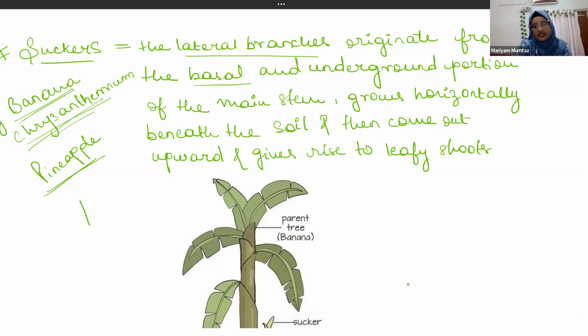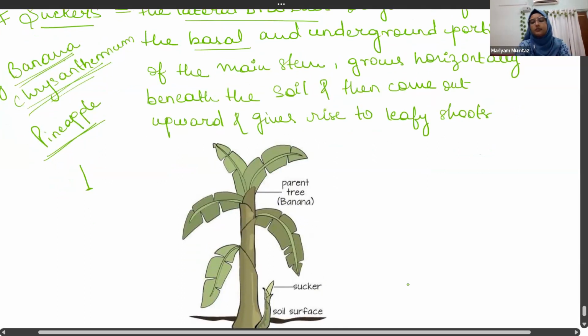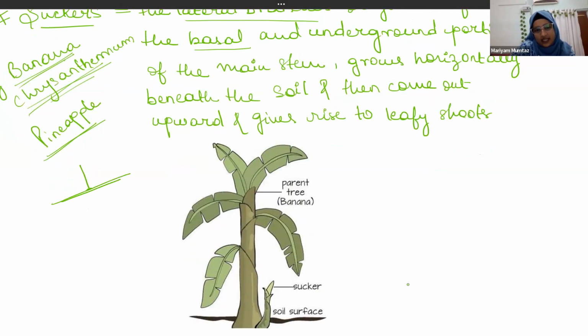For example, if this is the main stem, it arises from the basal part, meaning at the base, or from the underground part, and then it grows horizontally. Okay, it grows horizontally beneath the surface of the soil. If, for example, this is the surface of the soil and this is the upper part of the stem, then it arises from here. It arises from the base of the stem and it grows inside. Okay, it grows horizontally inside the surface of the soil, meaning underground. And then it comes out to give leaves and all.